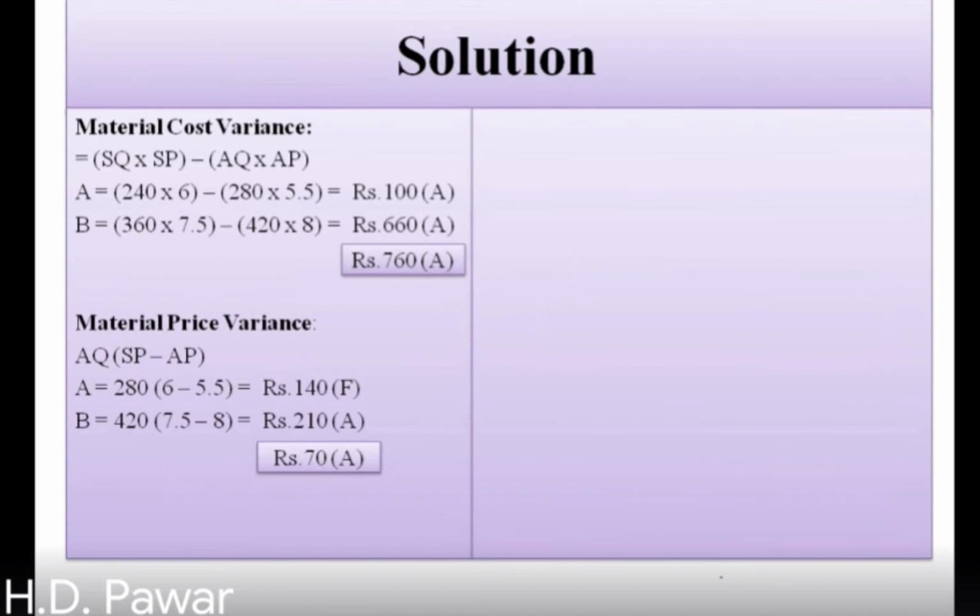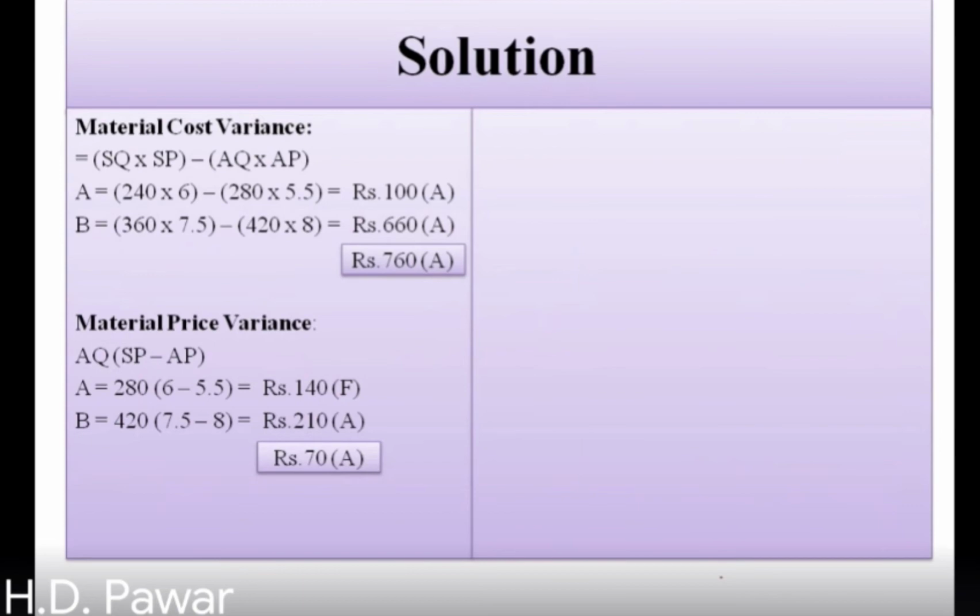Okay. Some students, what are they doing? They calculate first for A, and then after B, and then after A B. No, do not go like that. Cost variance AB total, price variance AB. If there are three kinds of material ABC, then ABC and total. Okay, this kind of calculation is required. So material cost 760 adverse, material price 70 adverse, right?